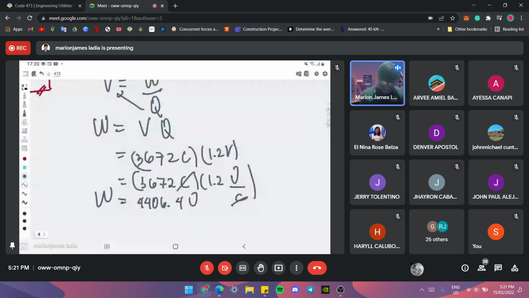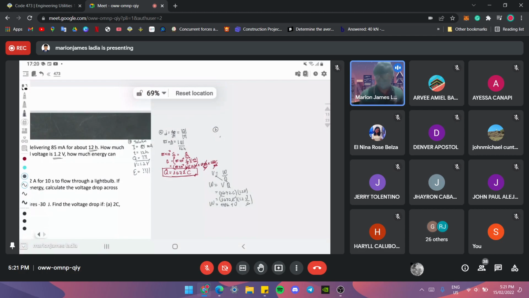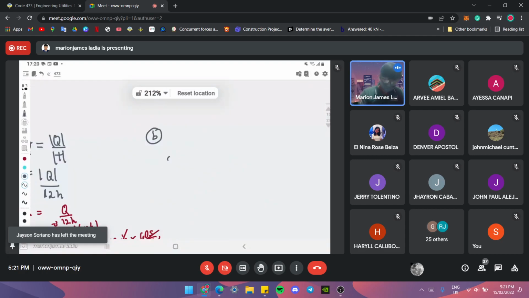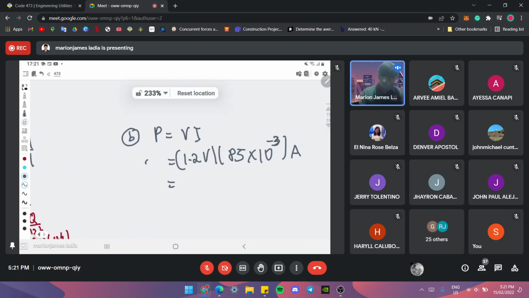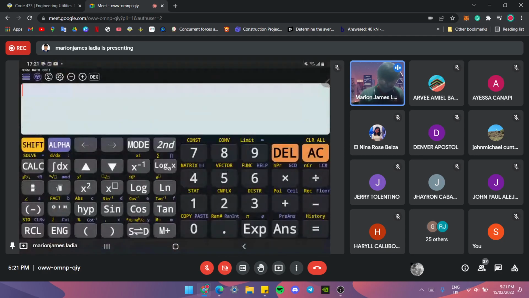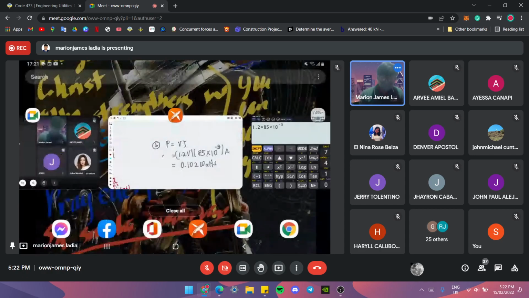Okay? But, another thing we can do is show that we can use our power equation. So, we all know that power is equal to VI. And my power is equal to, my voltage is equal to 1.2 volts. And I have my 85 milliampere. So 85 times 10 raised to negative 3. So from here, I will have 1.2 multiplied by 85 times 10 raised to negative 3. So note, this is ampere, no? So we have a value equal to 0.102 watts. Okay? So 1.2 multiplied by 85 times 10 raised to negative 3. Okay? So 0.102 watts. Okay?